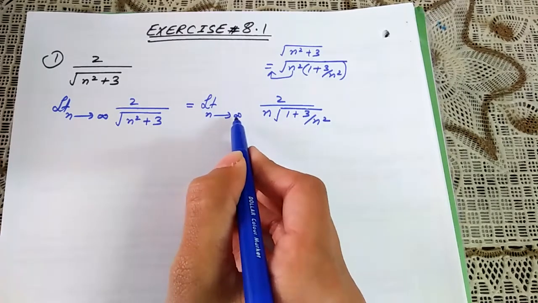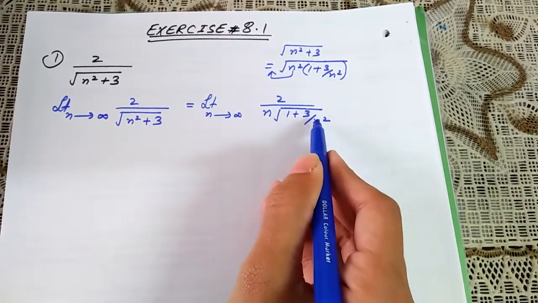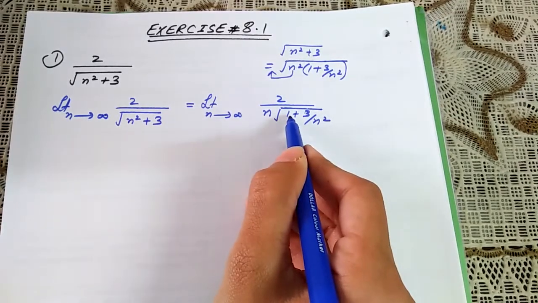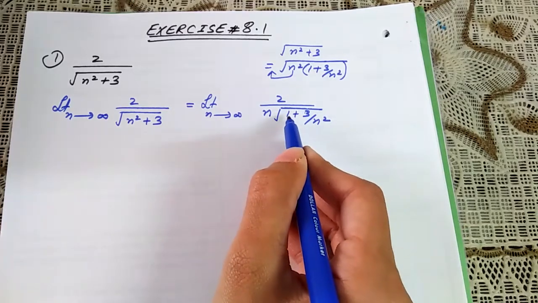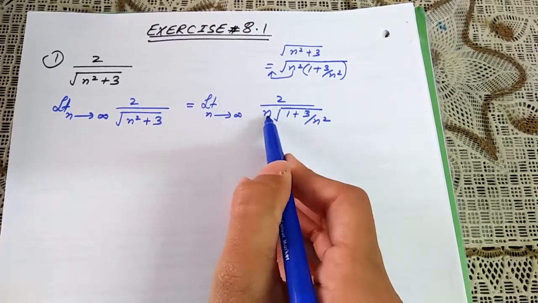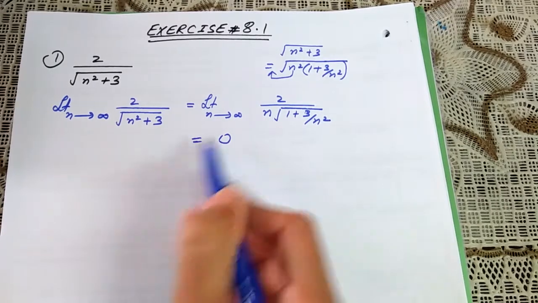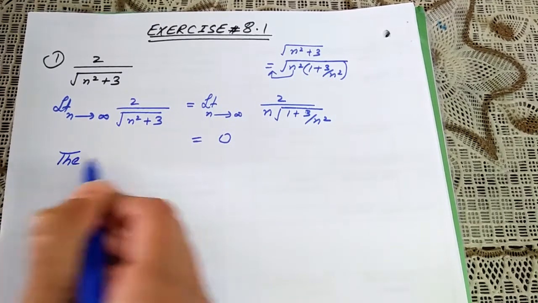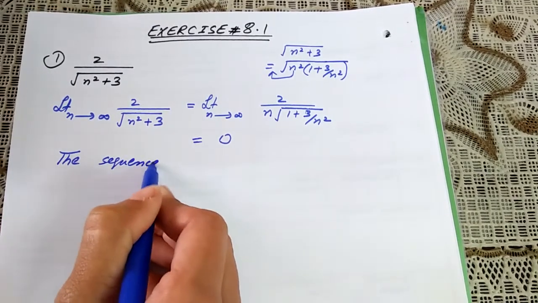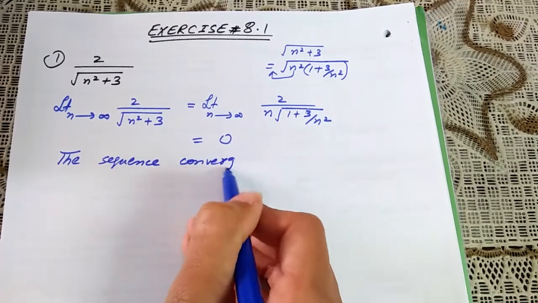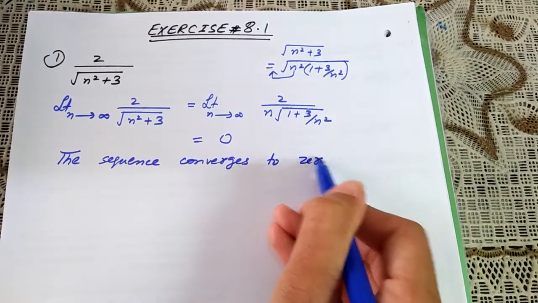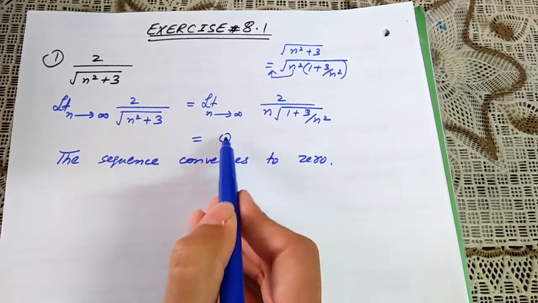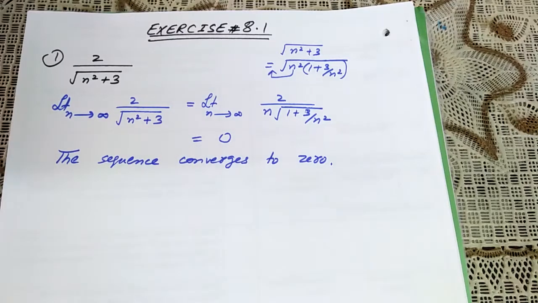If we apply the limit n approaches infinity here, 3 over infinity will become 0. So the square root of 1 plus 0 will give you 1. So this term will just finish because it is 1 here. Then 2 over infinity will give you 0 in your answer. So this is a defined answer, and you will say that the sequence converges to 0. This is the answer of your limit, because the sequence is convergent and its limit is 0.